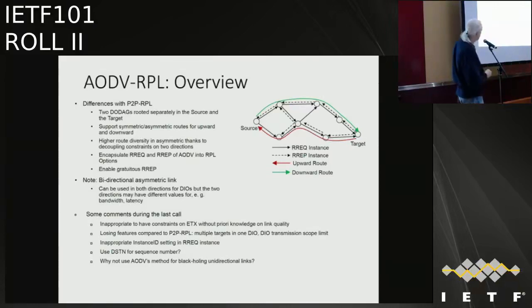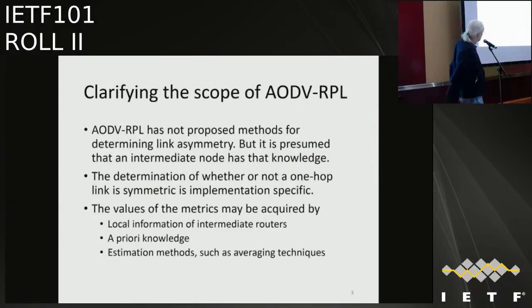Okay, so this is actually sort of an expansion of some of the small points in the small font on the previous slide. For instance, we don't currently have a way to exactly tell you how asymmetric the link is, but it's presumed that the devices already have that knowledge, and we can revisit that assumption. So we don't actually say anything within the spec about how these metrics in either direction are acquired.